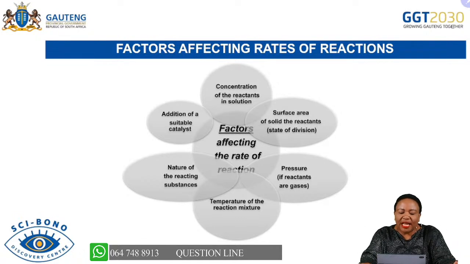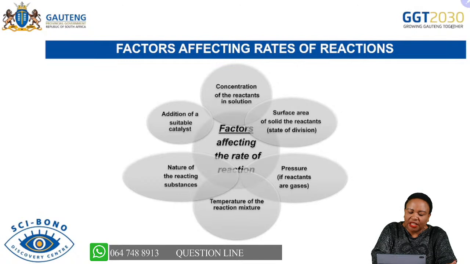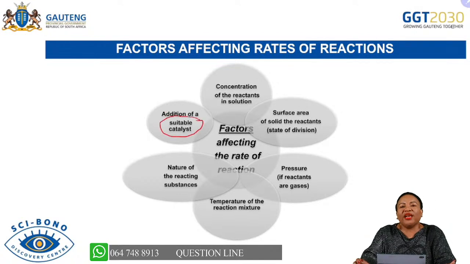We are also going to look at the addition of a suitable catalyst. A catalyst is going to be added. We are not going to increase the catalyst. We can increase the concentration, but we can't increase the catalyst. What do we do in terms of the catalyst? We add a catalyst, and that catalyst must be a suitable catalyst. It is very important that you know that not any catalyst will function, but only a suitable catalyst. Not every catalyst is suitable for every reaction, so we cannot use any catalyst in any reaction. You need to make sure that the catalyst you are adding can influence that particular reaction.